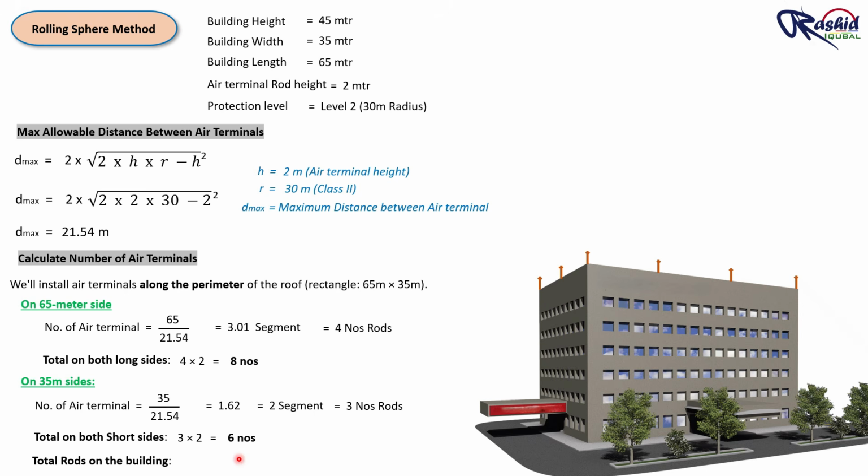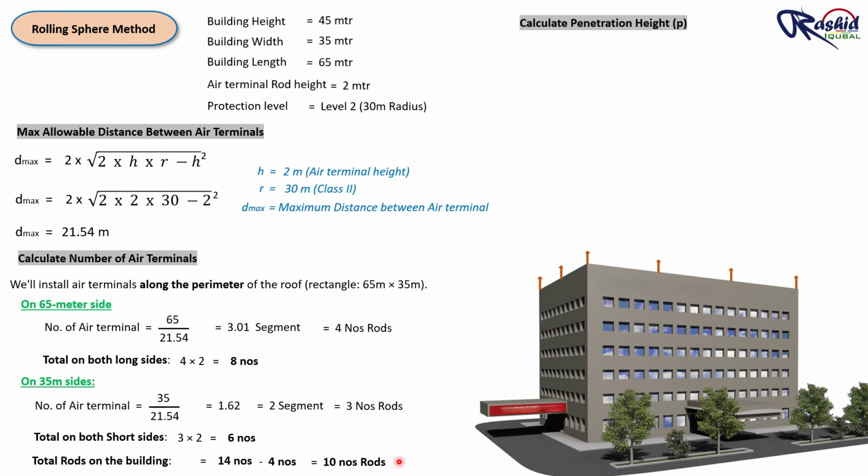Now let's add them together. From the long side we need 8 rods, and from the short side we need 6 rods. So the total rods become 14. But wait, the 4 corner rods are common to both long and short sides. That means they were counted twice. So we subtract 4 rods, and then the final total is 10 air terminals. Because these 4 rods are common, we just reduce this 4. So the total rods required for this building is 10 air terminals, 10 rods.